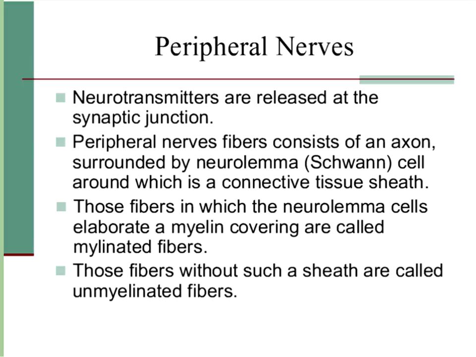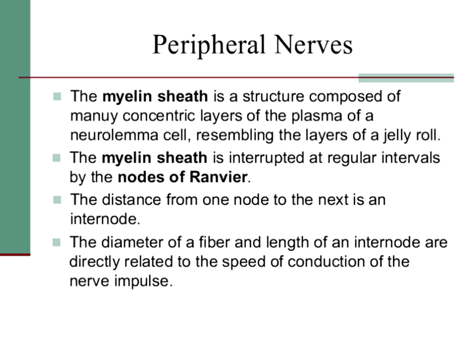Peripheral nerve fibers consist of an axon surrounded by neurolemma, and this is what we call Schwann cells that produce the myelin, and it is also connective tissue. Those fibers in the neurolemma cells elaborate a myelin covering, and this makes those fibers myelinated. Okay? So if you don't have any myelin, then the fibers are unmyelinated. But myelin sheaths are important because they help with the speed of transmission of the nerve impulse. And those myelin sheaths are interrupted by the nodes of Ranvier.